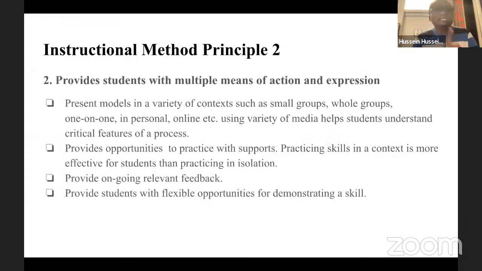Lakini instructional method principle number 2, provide the student with multiple means of action and expression. So what is the meaning of this principle? You have to present modules in a variety of contexts, such as small group, whole group, one-on-one, in-person, online, and so on.